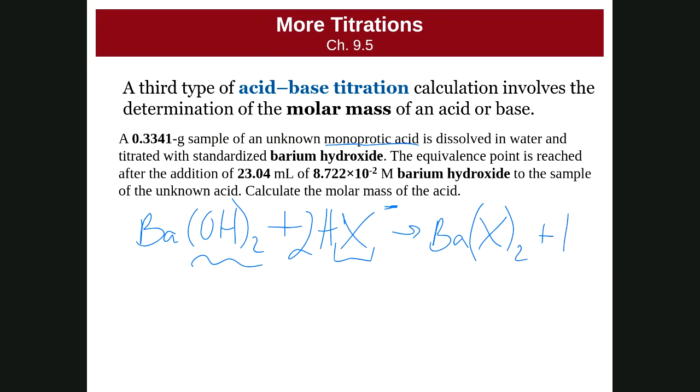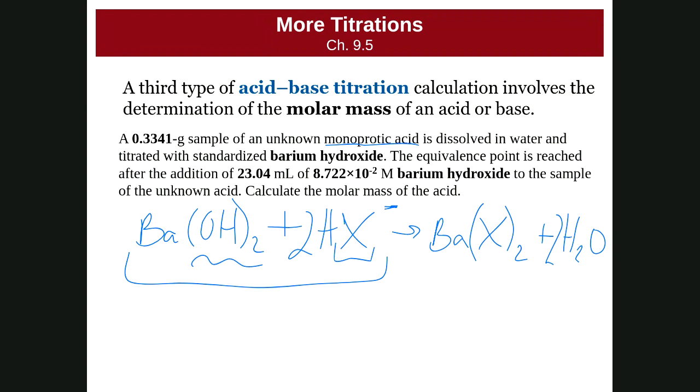And we'll get into that a little bit more later in this chapter, so that makes more sense to you guys. But for now, all you need to know is that monoprotic means that it is 1-to-1 with something like sodium hydroxide, but it's 1-to-2 with something like barium hydroxide.